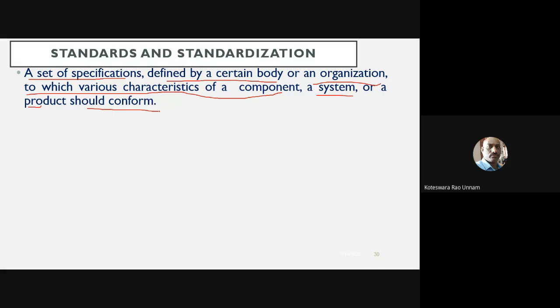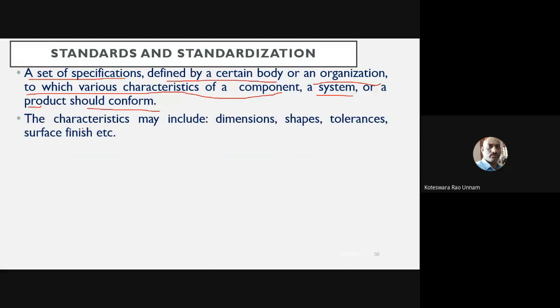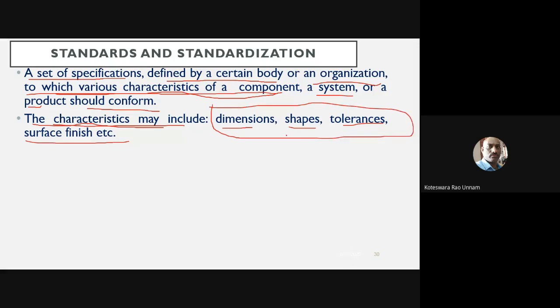And not only that, one more important point here is the standards. In the definition I have written here, various characteristics of a component. The characteristics are generally dimensions, shapes, tolerances and surface finishes. So if the design follows certain standards in these aspects, that is dimensions, shapes, tolerances, surface finish, not only these, apart from that other parameters are also there, but these are the major things. Then you can say that the component comes under some standard.